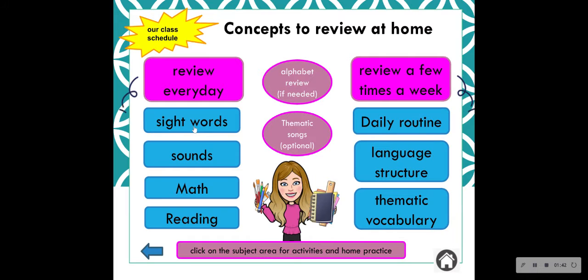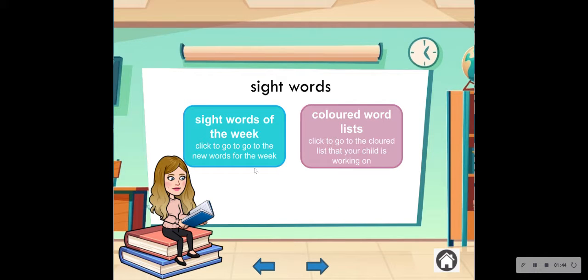So if I want to look at my sight words, I can click here. It will take me to another page where I can click on two options. So if you click on this blue box, it will take you to the new words that we are learning this week. If you click on the purple box, it will take you to the different lists of words for the words on the ring that I send home. So as your child progresses through those, they can move through the different word lists.